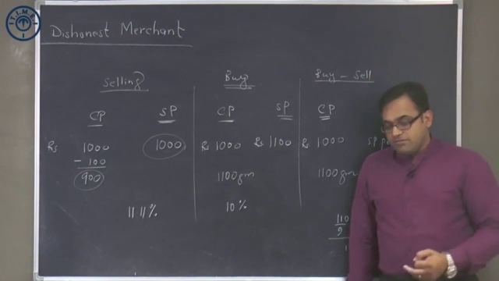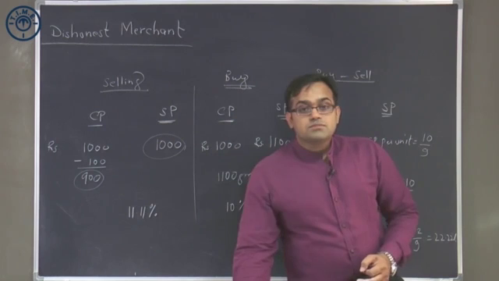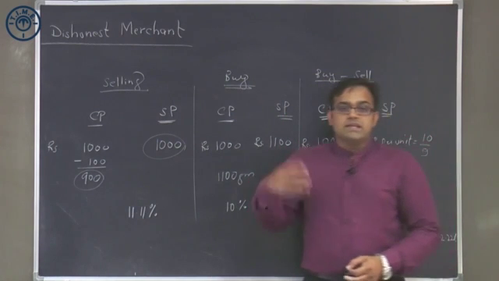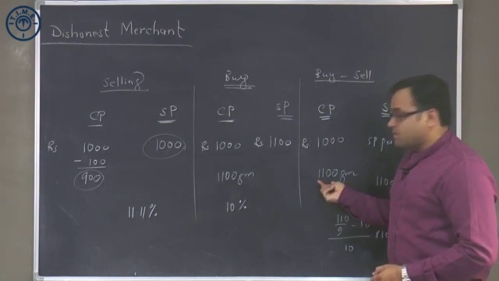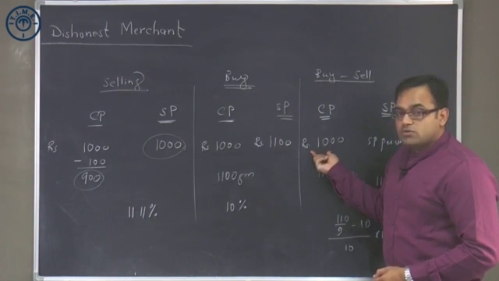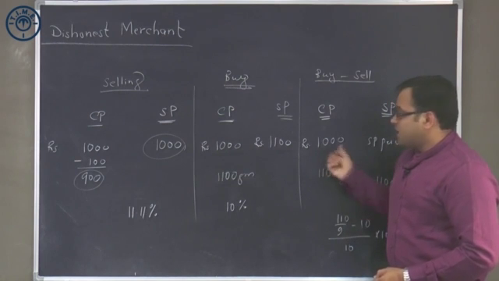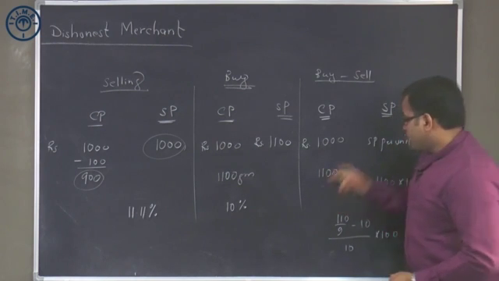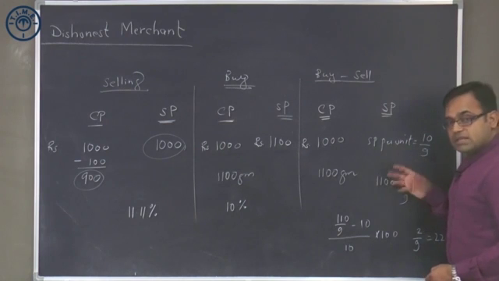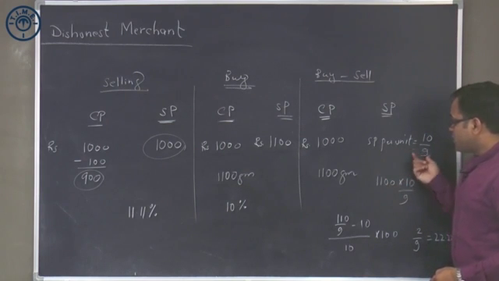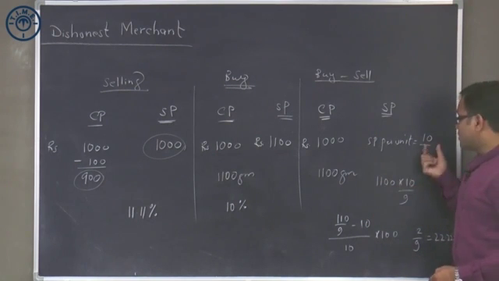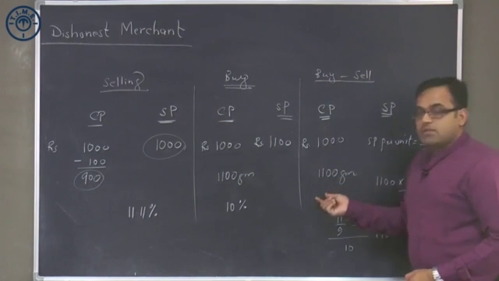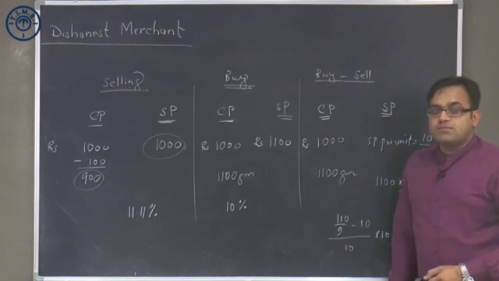When he is buying, if he is paying 1000 rupees and getting 1100 grams, that means that net for 1100 grams he has paid 1000 rupees. So his cost price becomes 10 upon 11. When he is selling, same thing he does. So this way, for 900 grams he is able to charge 1000 rupees. So his selling price becomes 10 upon 9. So selling price 10 upon 9, cost price 10 upon 11. We can solve it, we'll get the answer.